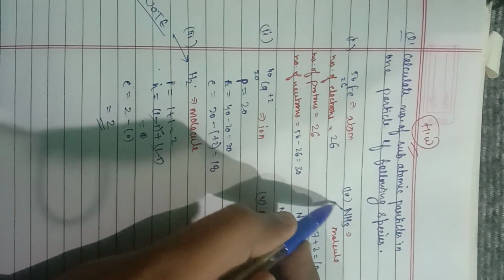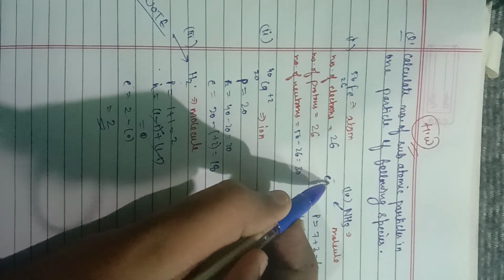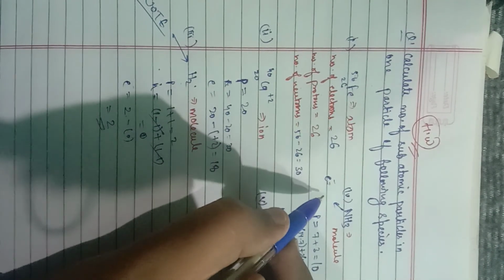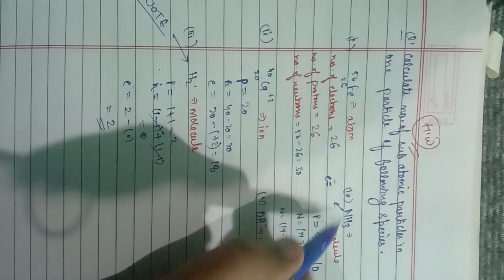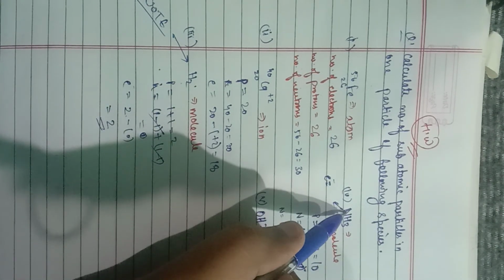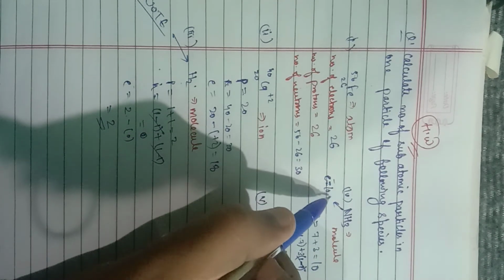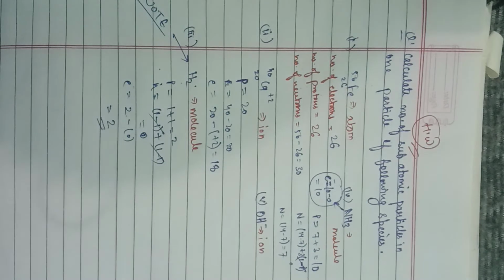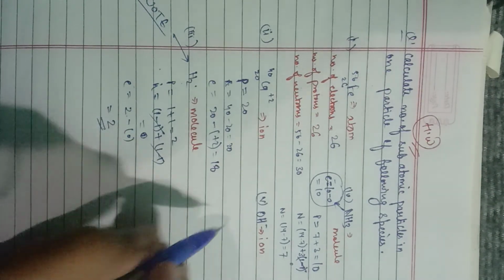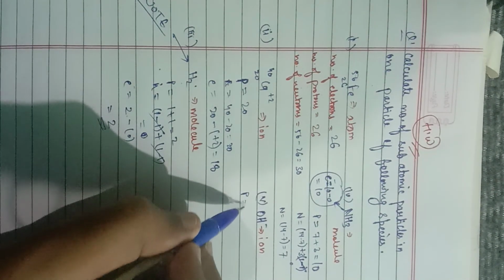Now for electrons, we calculate the total electrons because it is a molecule. So 7 plus 3 is 10. 10 minus charge, which is 0, so electrons are 10.